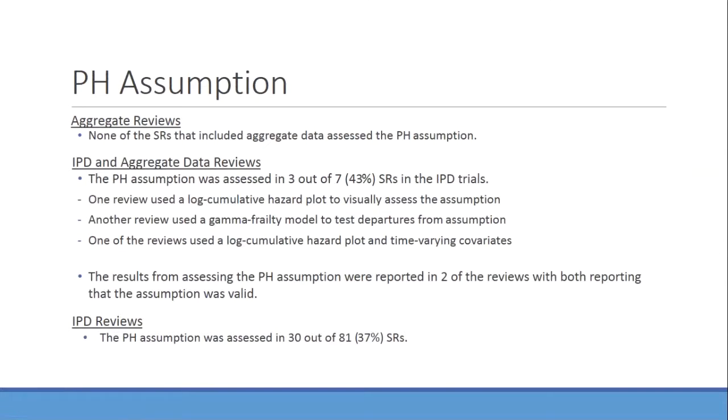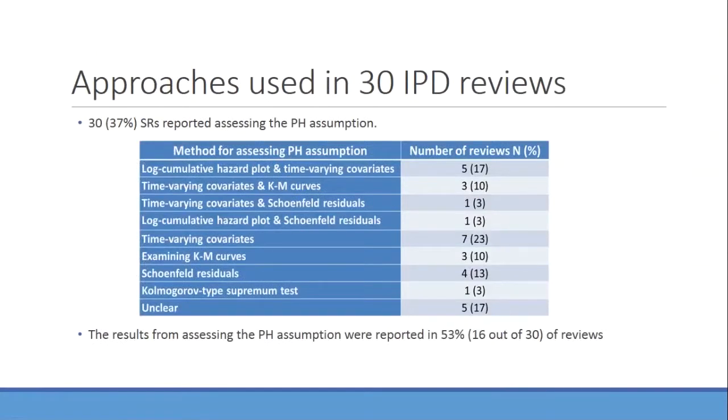The results from assessing the PH assumption were reported in 2 of the reviews, with both reporting that the assumption was valid. For the IPD reviews, the PH assumption was assessed in 37%. So for these reviews, quite a lot of them used more than one method for assessing the assumption. So first of all, visually assessing the assumption using something like the log cumulative hazard plot or the Kaplan-Meier curve, followed by using something like time-varying covariates to formally assess the assumption.